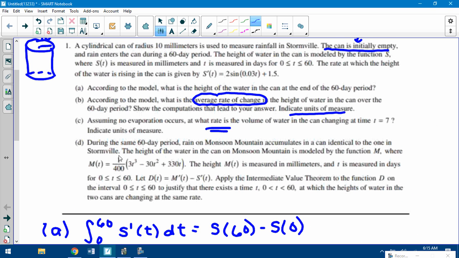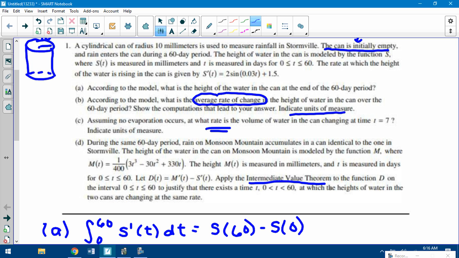Okay, lastly, part D. During the same 60-day period, rain on Monsoon Mountain accumulates in a can identical to the one in Stormville. The height of the water in the can on Monsoon Mountain is modeled by this function m, where m equals this crazy equation. The height m of t is measured in millimeters and t is measured in days, just like our other one. Between 0 and 60, let the function d of t equal m prime minus s prime. Apply the intermediate value theorem to the function d on the interval from 0 to 60 to justify that there exists a time between 0 and 60 in which the heights of the water in the two cans are changing at the same rate.